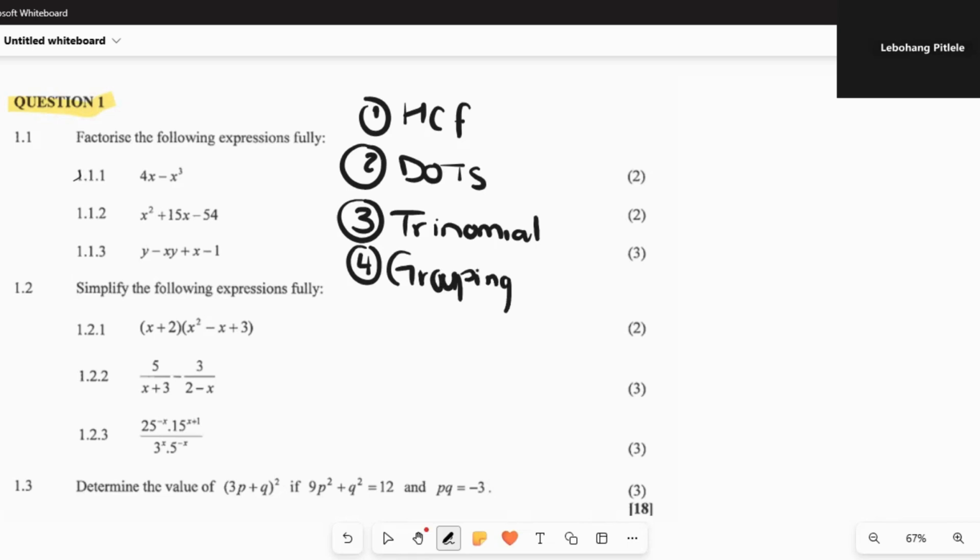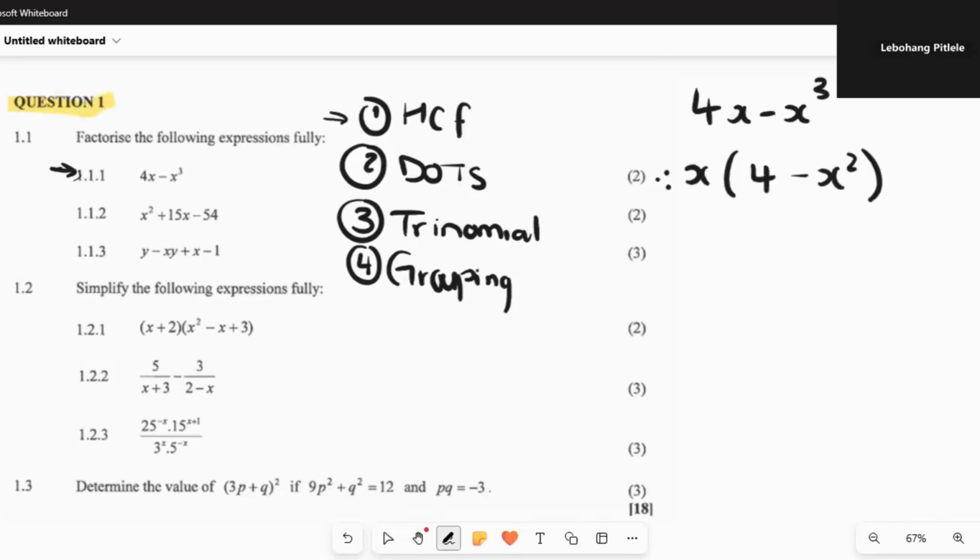So now, firstly, let us look at the first one there. On the first one, we're going to look if we have anything common between the two terms. In this case, we have 4x minus x cubed. Between these two terms, we have something which is common. In this case, it is x. So I'm going to take x out. Then we are left with 4 minus x squared, right?